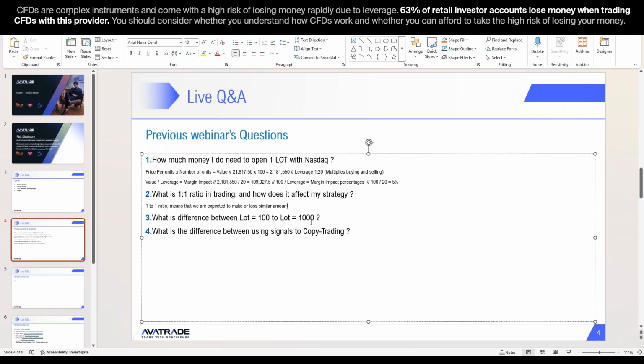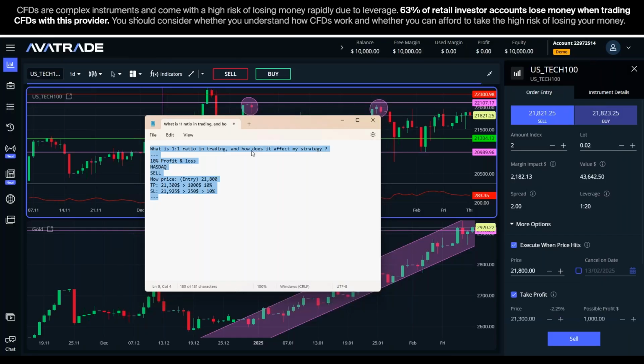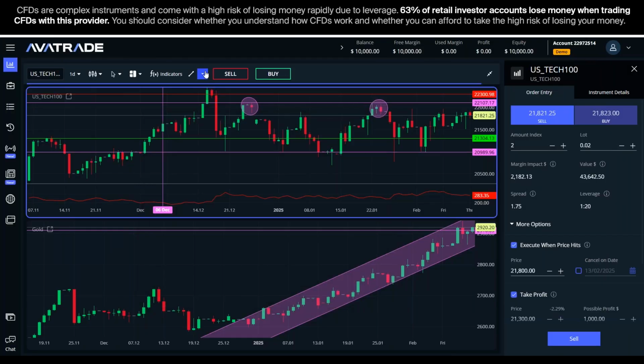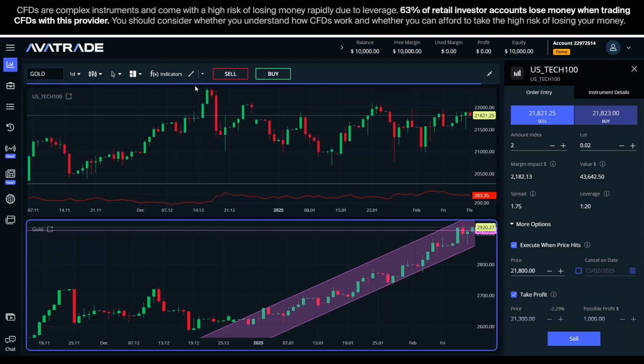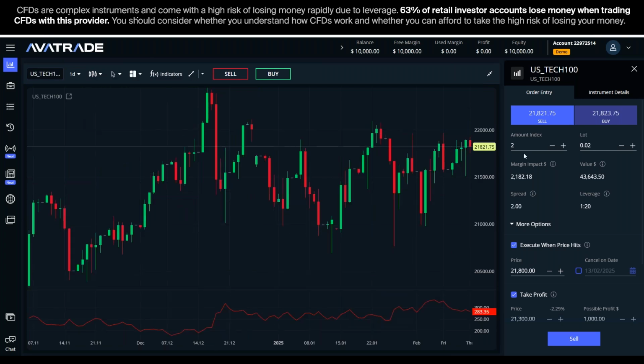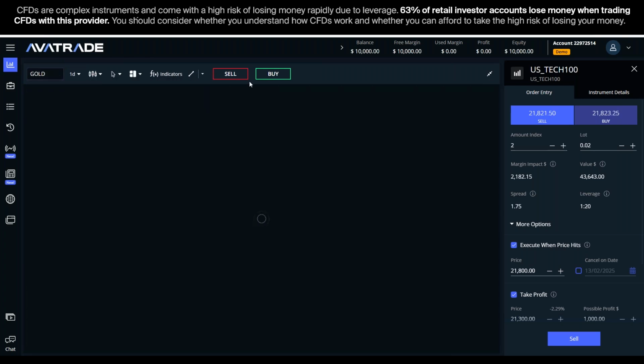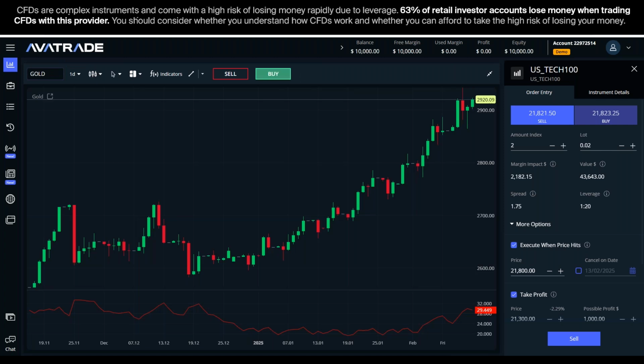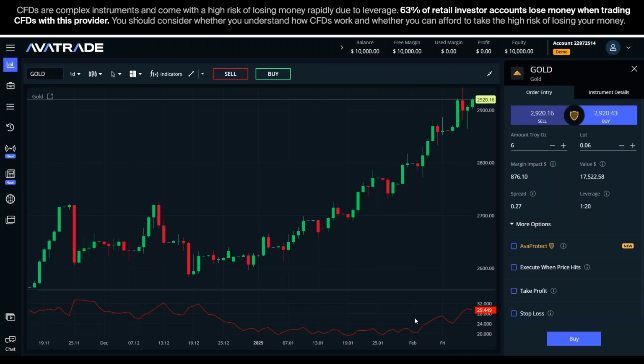What is the difference between lot size 100 and lot size 1,000? This is again very easy to see. Let's get rid of everything here. And as you can see, we have a lot of things on the chart. We can clear drawing again. Let's carry on with gold. And at the moment, we'll make it one chart. Okay, again, we'll bring gold up, choose it from the list, click buy or sell, and we have it.